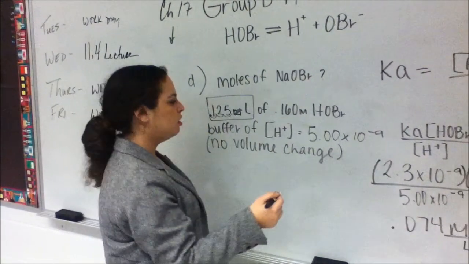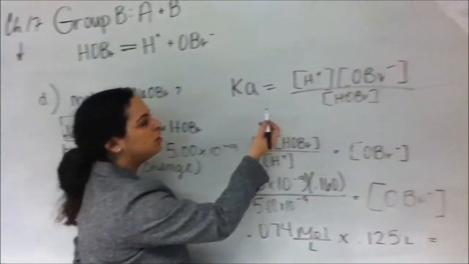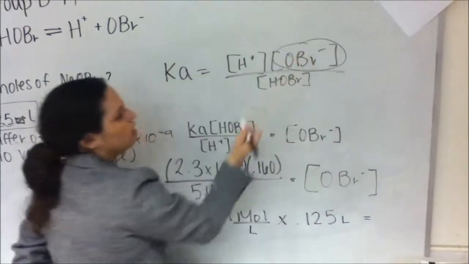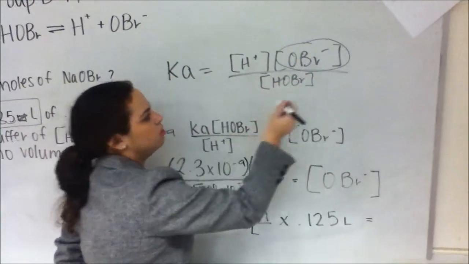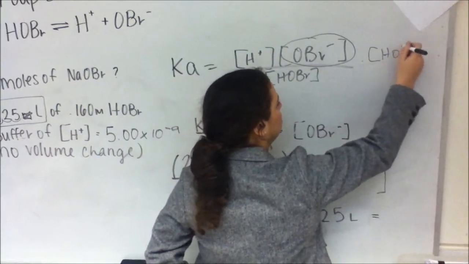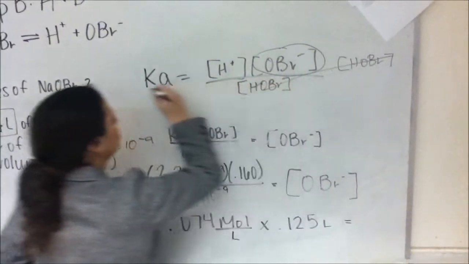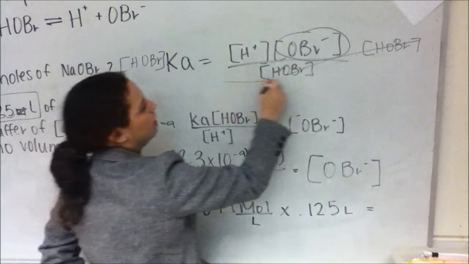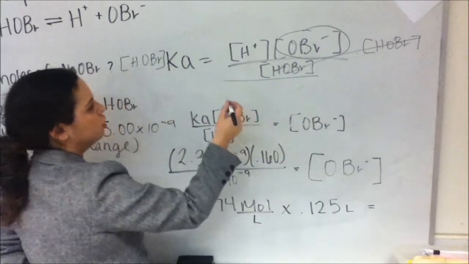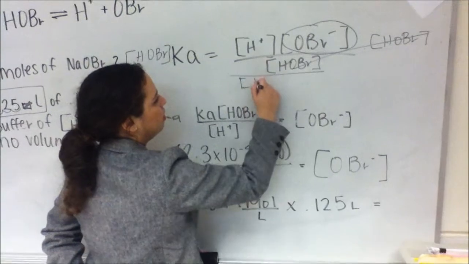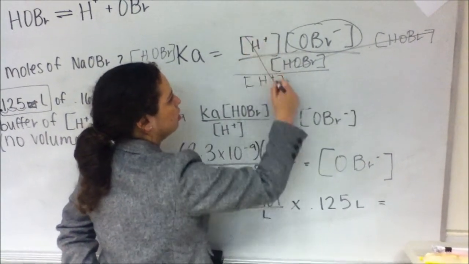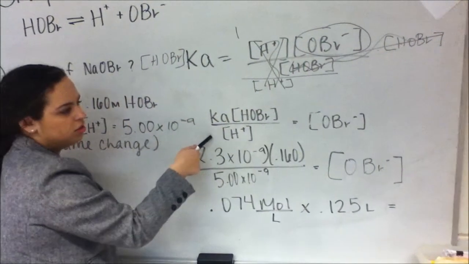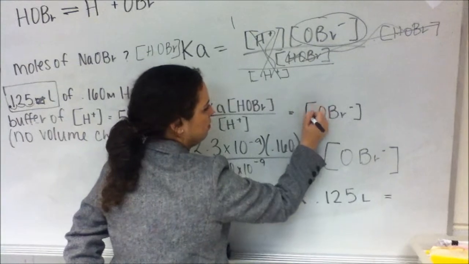So using this information, we are going to write the Ka expression. And so since we're looking for this, we are going to derive the equation to make it equal to that. And then we're going to multiply by the concentration of HOBr, and then divide by the concentration of H plus. So we're left with 1 times OBr. So this is our final derivation of the equation.